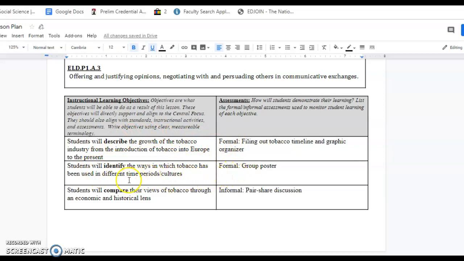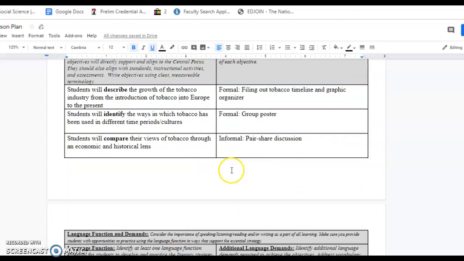So students will identify the ways in which tobacco has been used in different time periods and cultures. So that's going to be assessed with a group poster that they're going to be signing. And finally, students will compare their views of tobacco through an economic and historical lens. And that's going to be informal through pair-share discussion.